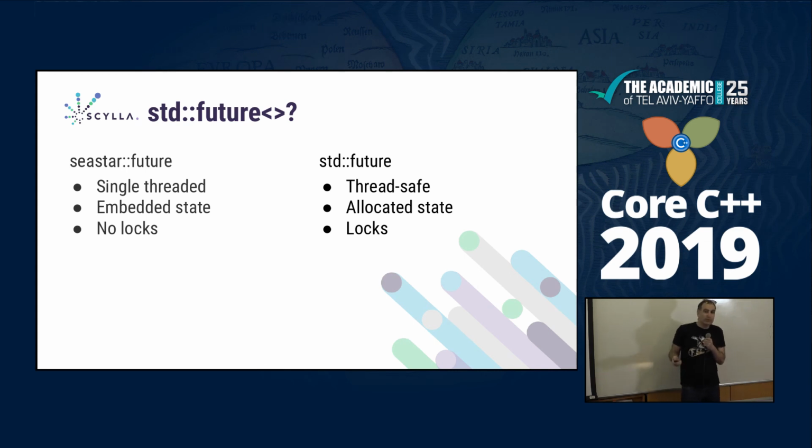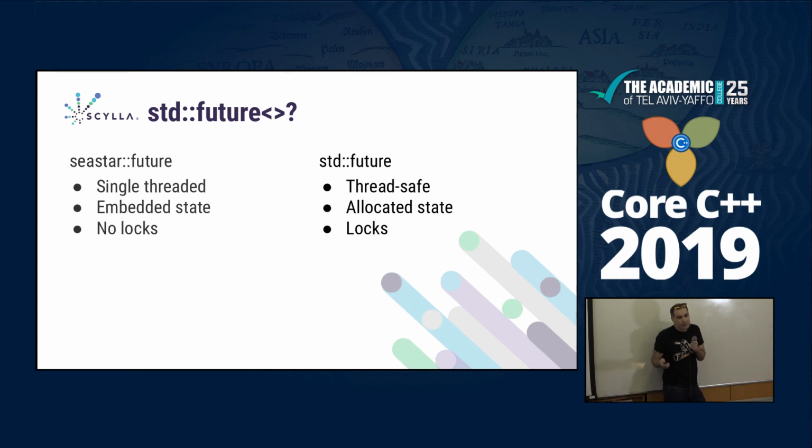So, as most of you know, there is also a future in the standard library. What are the differences between the standard library's future and Seastar future? Why did we have to write our own? So, the Seastar future, first of all, is single-threaded. It doesn't have any locks. It doesn't have any atomic operations.